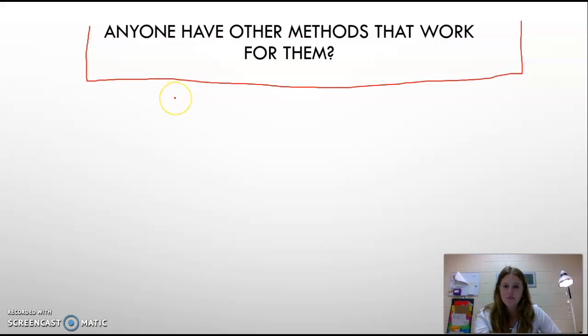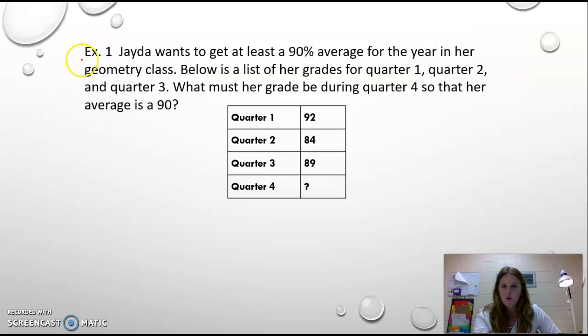All right. I have a couple more examples that I want to get in our notes. And number 1 is about Jada. She wants to get at least a 90 average in the year in geometry. And here are her grades so far. So pause here, try this, and come back for the answer.